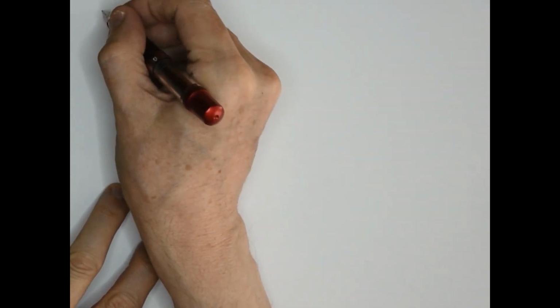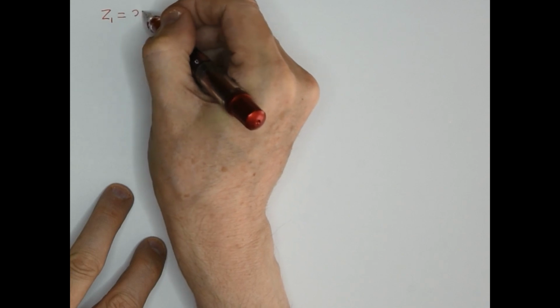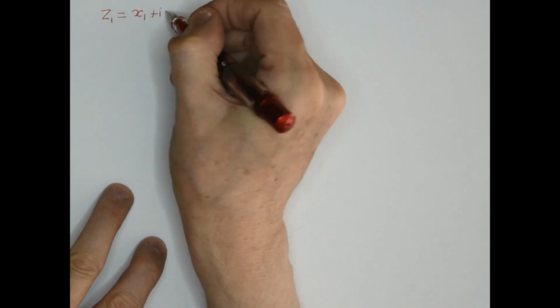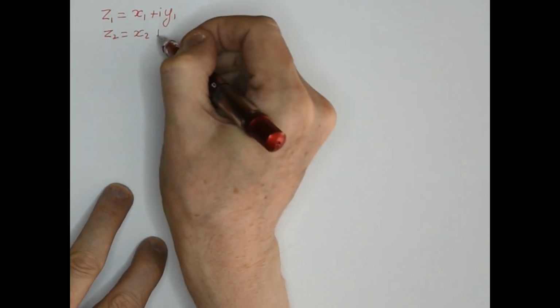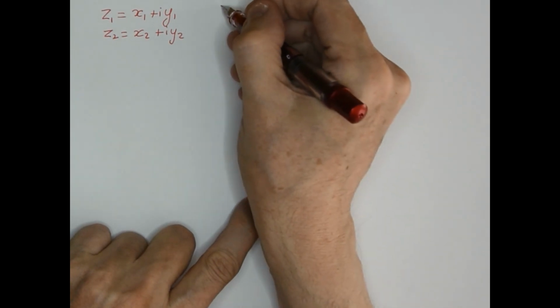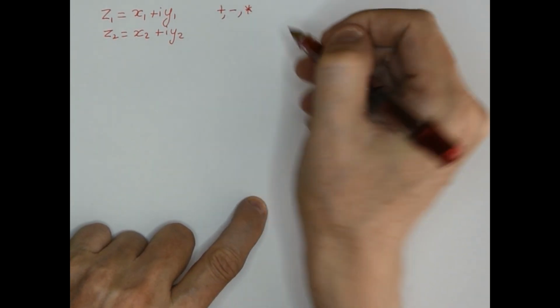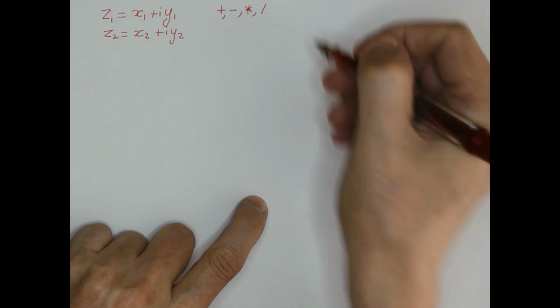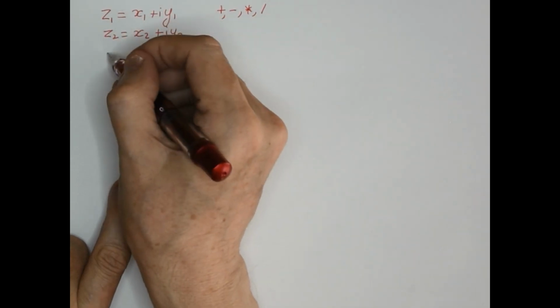Today I want to talk about the basic operations you can do on complex numbers. Let's take two complex numbers, z1 = x1 + i y1 and z2 = x2 + i y2. The basic operations we're going to discuss are plus, minus, multiplication of two complex numbers and division of two complex numbers. So let's start with addition.